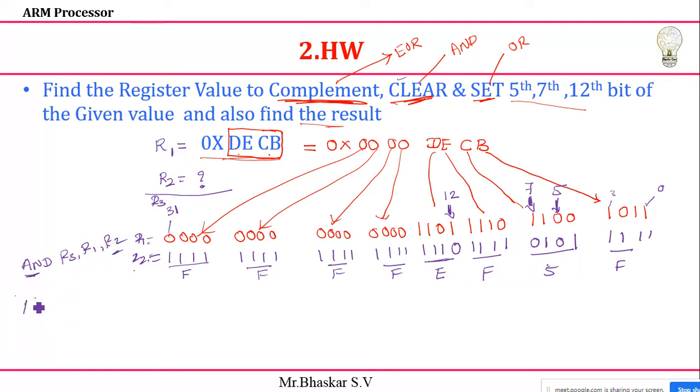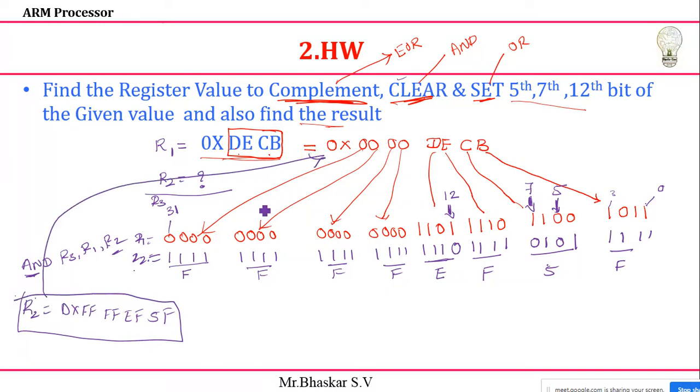Here the R2 value is 0x FF, FF, the first byte, second byte, next EF and 5F. So this is the value. If I AND with this value, then the particular bits, the 5th, 7th, and 12th bit, will be cleared. Okay, what next? Along with this, they're also asking to find the result.